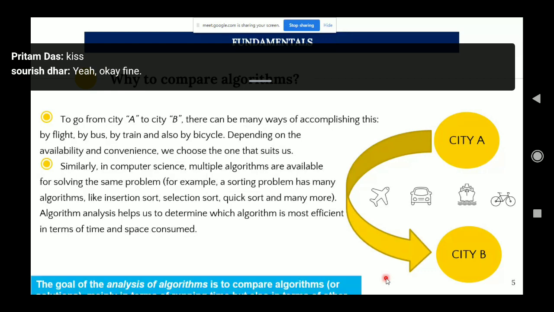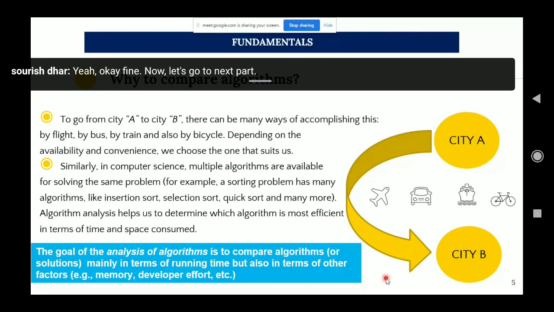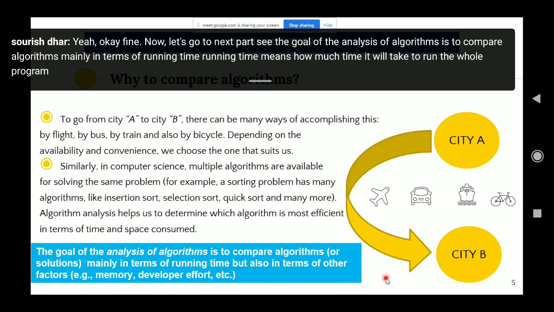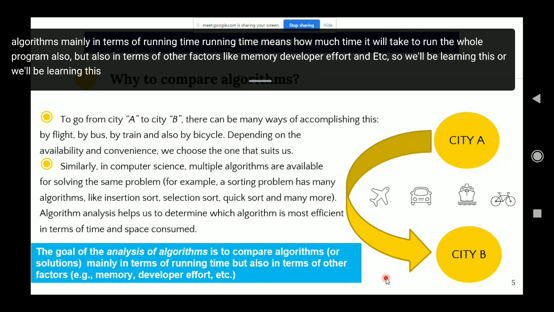Now let's go to the next part. The goal of the analysis of algorithms is to compare algorithms mainly in terms of running time. Running time means how much time it will take to run the whole program. Also, but also in terms of other factors like memory, developer effort, and so on. We'll be learning this goal of the analysis in later slides.